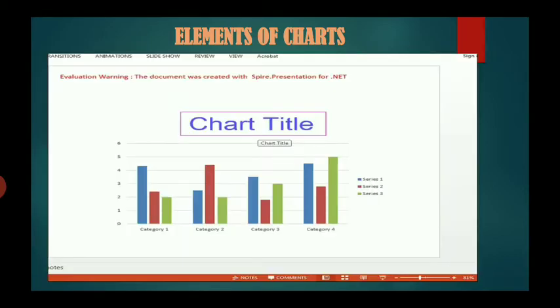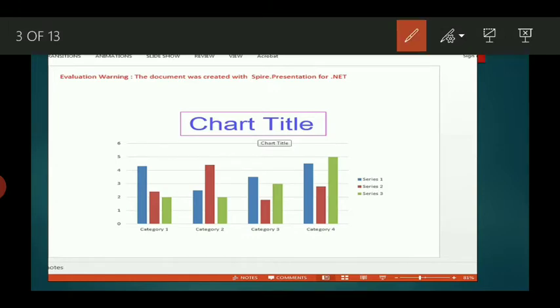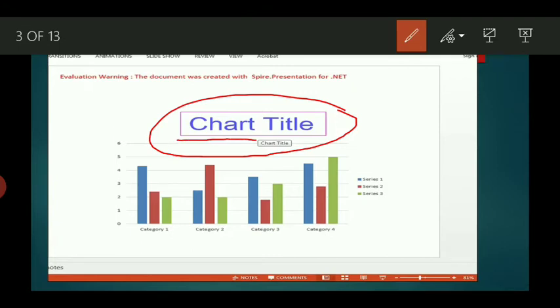Now you see, this is the area where we type the chart title. For example, if you are told to create a report card of class 8, then this is the place where you are going to type the chart title as report card class 8. So it makes the user understand what this graph is all about. That is the main purpose of typing the chart title.